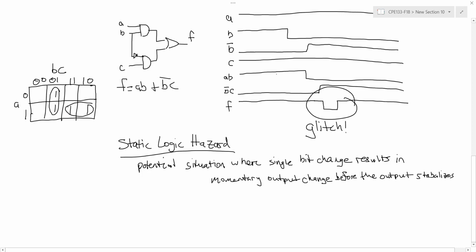To prevent this, all we have to do is include an additional circle or implicant which overlaps any of the adjacent loops. So in this case, I would include the following loop, which is A and C. This will prevent the static logic hazards for this particular circuit. So in general, this is the process for eliminating static logic hazards: I identify any adjacent loops within my K-map and then include the overlapping loops.